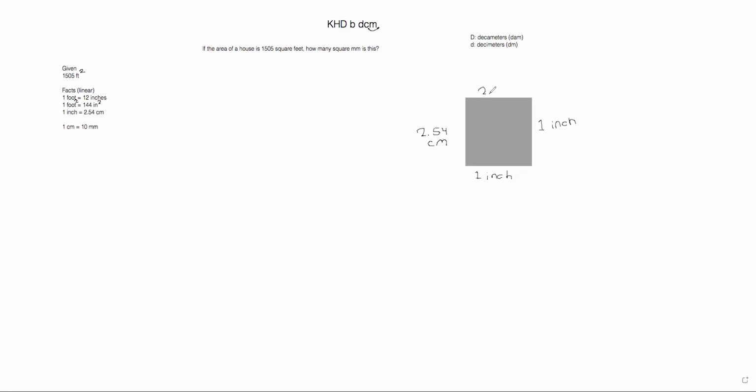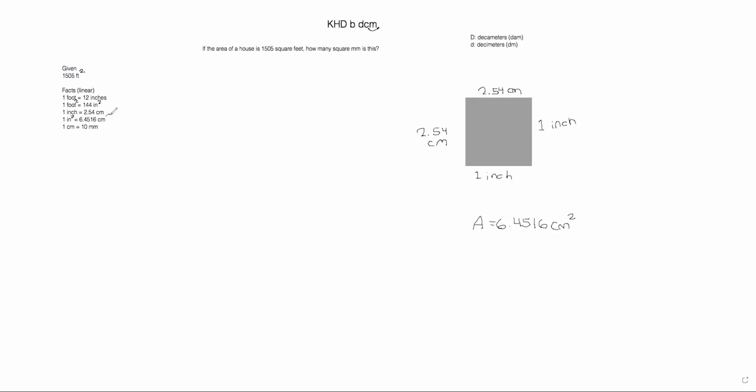And then the base is going to be the same thing. The base is also 1 inch. So that can also be rewritten as 2.54 centimeters. So 2.54 times 2.54 is 6.4516. So that's how many square centimeters are in 1 square inch. So that's our next fact. We now know that 1 square inch is equivalent to 6.4516 square centimeters.